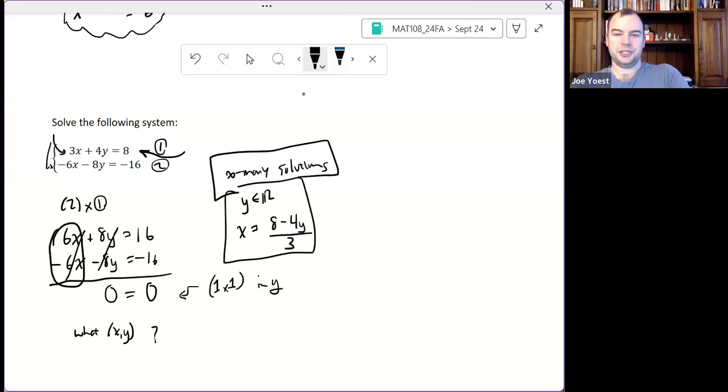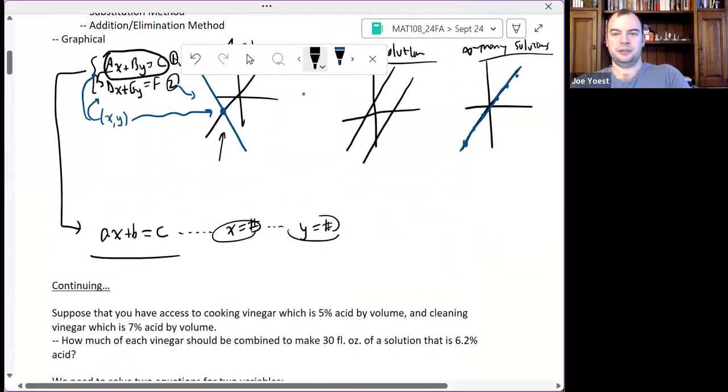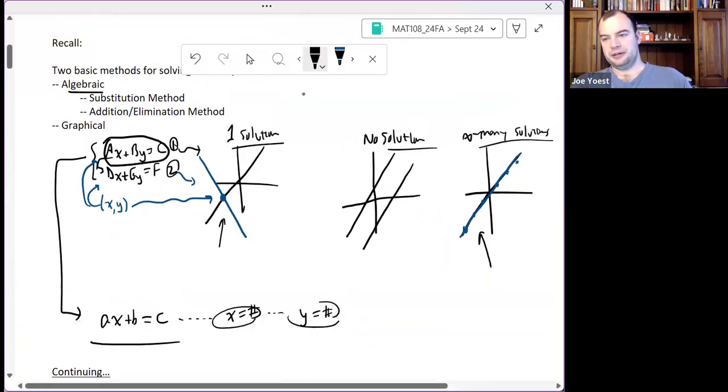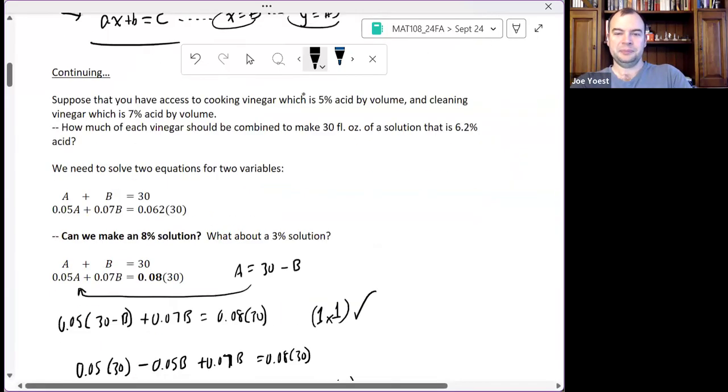So this is one of our edge cases. This is the geometric case where we have two parallel lines that happen to be exactly the same line.